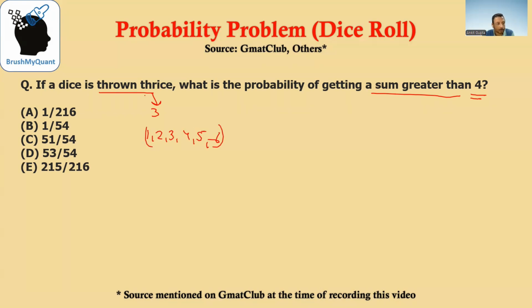So that means when we are throwing the dice 3 times, the total number of cases will be 6 into 6 into 6, which is equal to 216 cases. Now we need to get the sum as greater than 4, right? So to find the probability of sum greater than 4, we can use the concept that probability of at least something is equal to 1 minus probability of none.